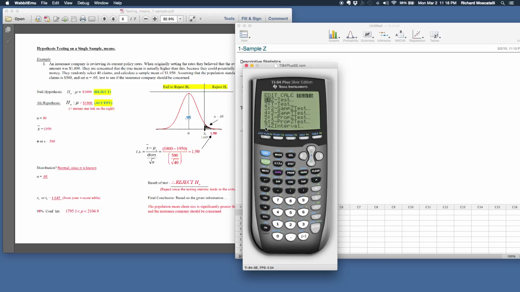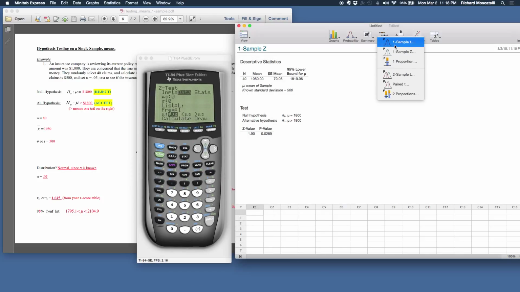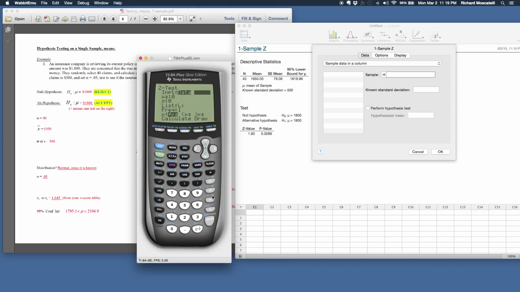Now, by the way, I showed you how to use a Z interval concept as well. So Z test, you choose it. Now, just like Minitab, let me move this to the side. When I went to inference, and I chose one sample Z, it says sample data in a column or summarized data. These two choices, the calculator does the same thing. It's like, hey, are you giving me data? In which case, what list is it in? Or do you have this summarized statistics? Well, we have the summarized statistics. So you move this over and hit enter.